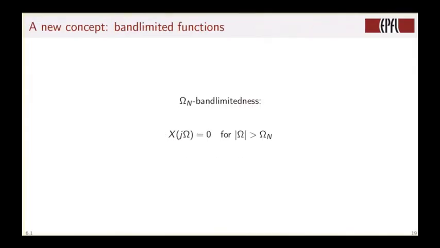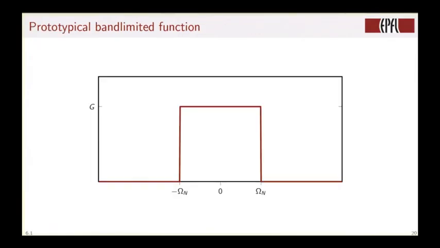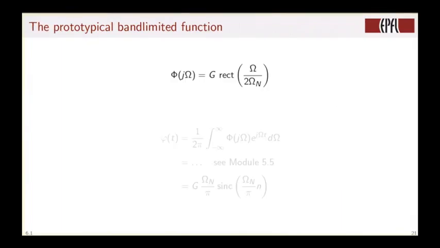We introduce a new concept, namely the concept of band-limited functions. Omega N band-limitedness means that the Fourier transform of a function that is band-limited is strictly zero outside an interval from minus capital omega N to capital omega N. This is a very simple function. It's a rect function between minus omega N and omega N, centered around 0, and of height capital G. So this was the Fourier transform of this band-limited function, the prototype of a band-limited function.